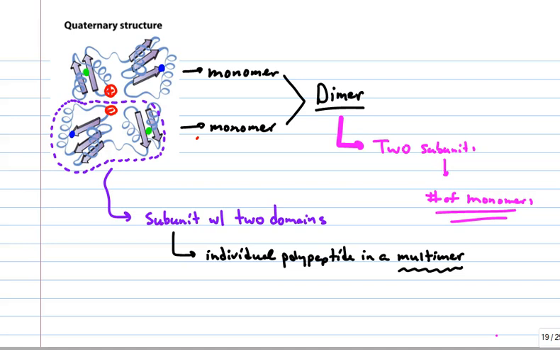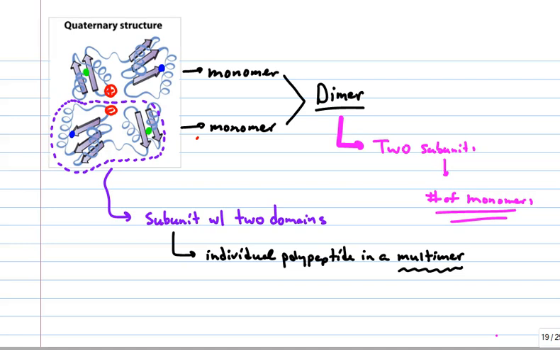Quaternary structure. Okay? So, you can think of a subunit as a monomer, and I've defined it a little bit differently down here. A subunit is an individual polypeptide in a multimer. These are really two definitions that speak to the same thing, right? A subunit is a monomer, and that monomer is one particular molecule that's involved in a higher order structure, like a dimer if there's two monomers, a trimer if there's three monomers, okay?